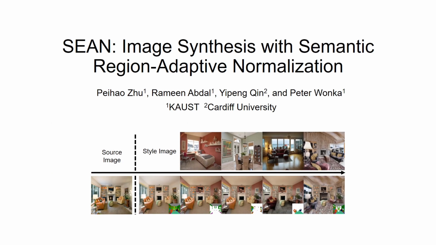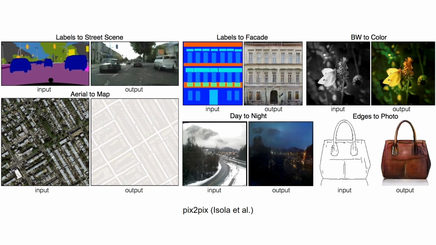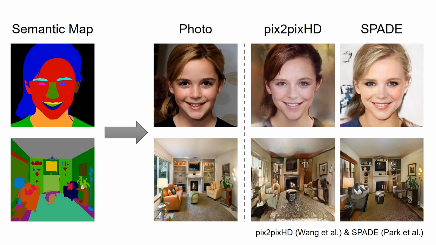In this video, we present SEAN, a simple but effective building block that enables per-region style control for GANs conditioned on segmentation masks. Image-to-image translation is an umbrella concept that can be used to describe many problems in computer vision and computer graphics. Among them, semantic image synthesis is particularly useful as it enables easy user control by modifying the input semantic layout image. To date, the best architecture is SPADE.